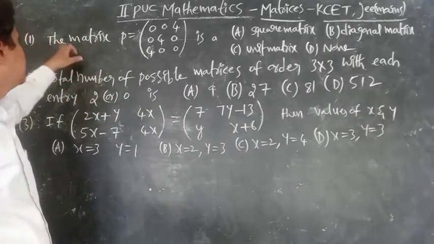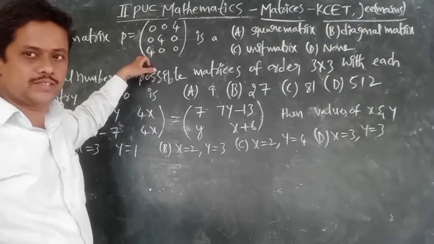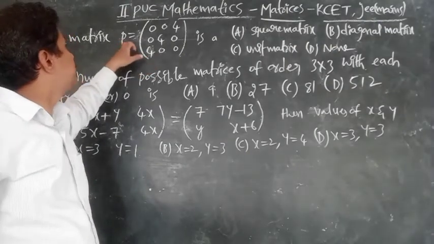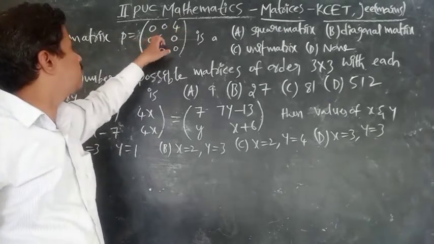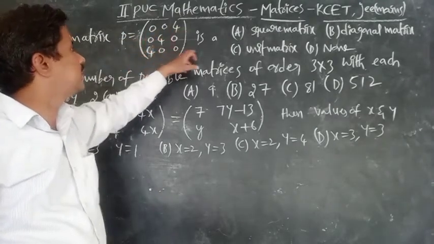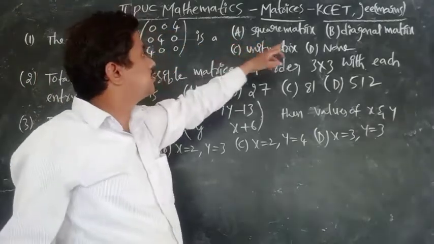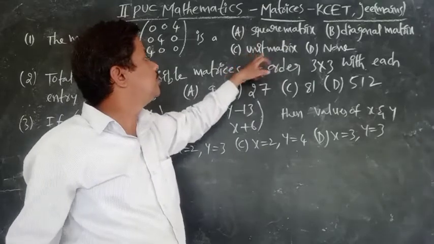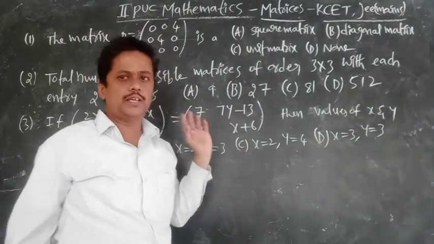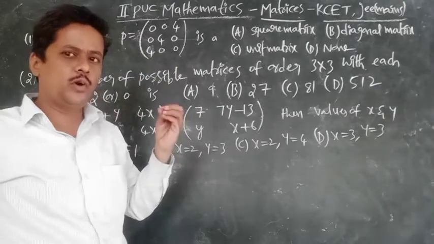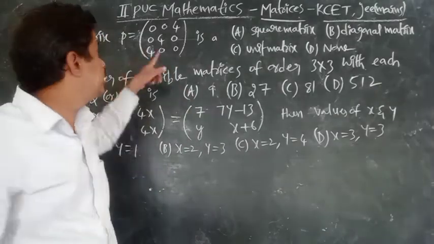This is the first question of this video. The matrix P is equal to the given 3 by 3 matrix. Options are: A, square matrix; B, diagonal matrix; C, unit matrix; D, none. Before answering this question, first you have to know what a square matrix, diagonal matrix and unit matrix are. So it is a square matrix.